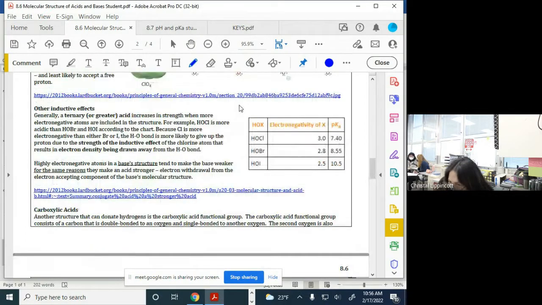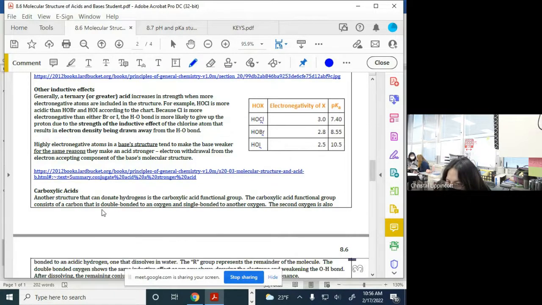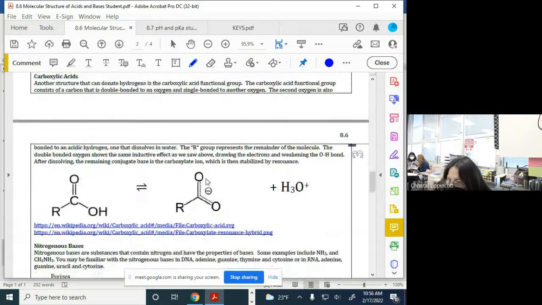Other things that affect this is the electronegativity of this particular species here. So as that electronegativity increases, then your pKa is going to decrease, which means your Ka increases. Carboxylic acids have these functional groups attached to them, and they end up being sometimes even double bonded on. And so it kind of stabilizes it a little bit so that it makes it a little harder to pull that hydrogen away.